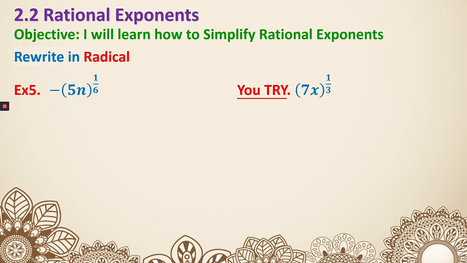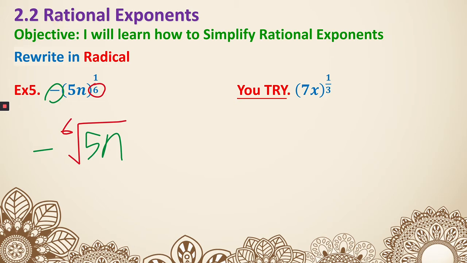So this time we're going to rewrite the other way. I see the negative sign is outside, so I'm going to keep it on the outside. And then I see the bottom of the fraction is actually 6. That means it's going to be a 6th root. Next, I see it's 5 inside the parentheses as the base. That is going to go inside the radical sign. And we're done with that one.